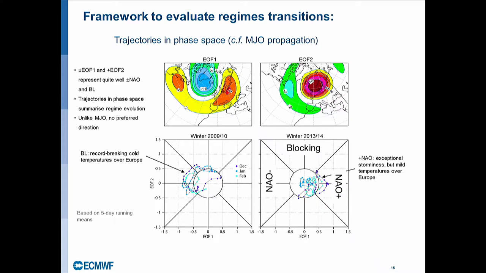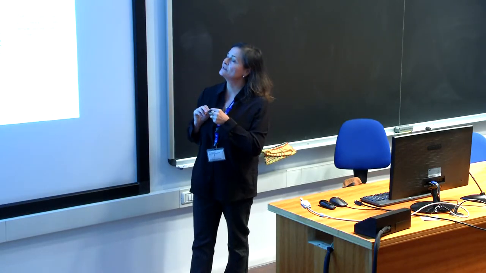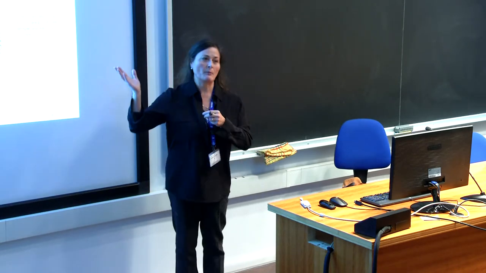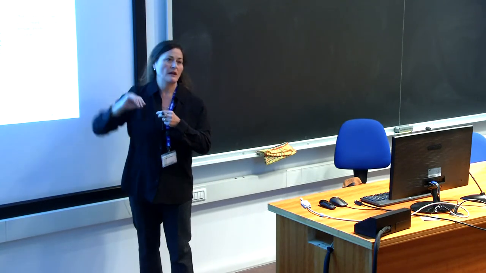So we are now going into a two-dimensional world, defined by the first two leading EOFs in geopotential height. If you calculate the first two EOFs in the geopotential height, you can find that the first one typically is the NAO pattern, and the second one is the kind of Scandinavian blocking, if you like.